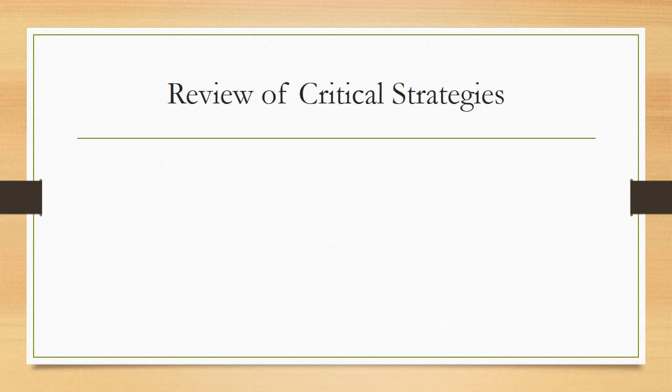So we're going to start by reviewing the critical reading strategies from last time. Then we'll look at how to apply those to a visual text, a motion visual text like a film. And finally, we'll do an example of it with Civil War.